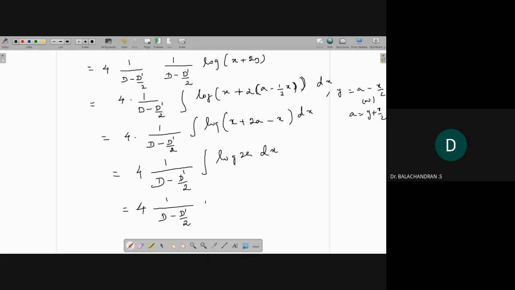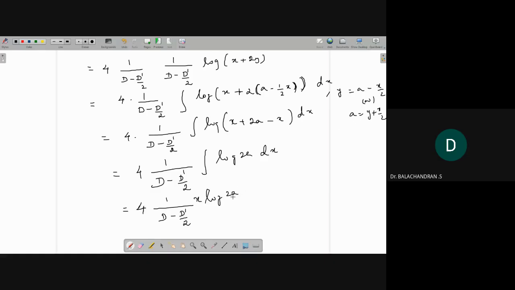Log 2a is constant, into x. I'll write here x. Then you need to replace y by a minus 2x, or if you have a minus x by 2, you can replace y by y. But here I have a, so a equal to what? y plus x by 2.